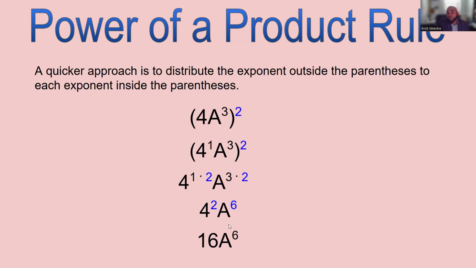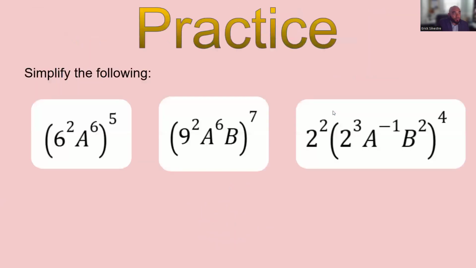This is a small enough number that we could actually do the product. We have 4 times 4, which gives us 16. So our final answer is 16 times A to the sixth power. All right, so again, you have to make sure you take your time and you follow the rules accordingly. All right, pause the video and take a look at these 3 examples. Okay, all right, we're back.